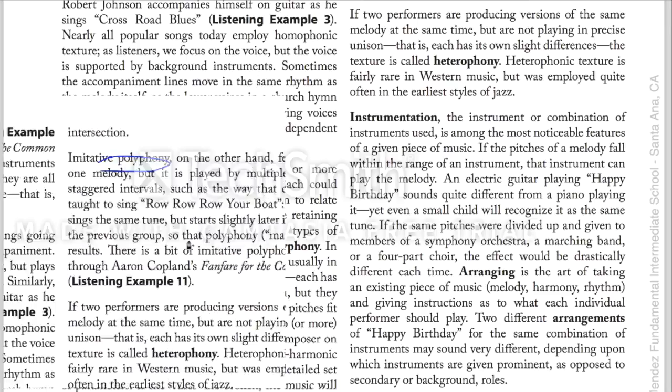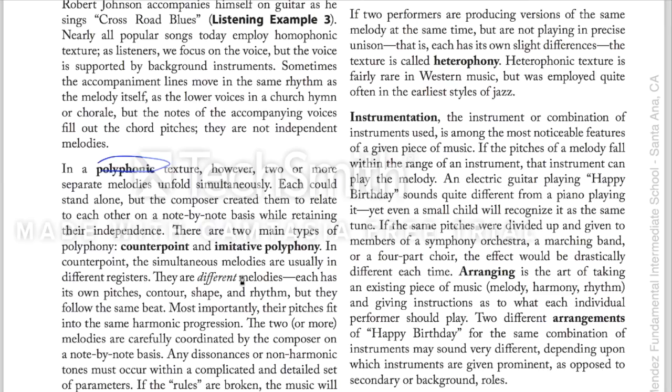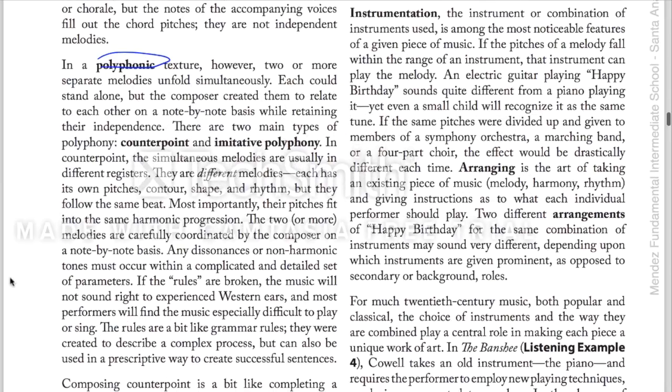In polyphonic texture, however, two or more separate melodies unfold simultaneously. Each could stand alone, but the composer created them to relate to each other on a note-by-note basis while retaining their independence. There are two main types of polyphony: counterpoint and imitative polyphony. In counterpoint, the simultaneous melodies are usually in different registers.